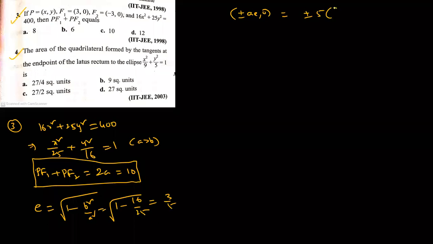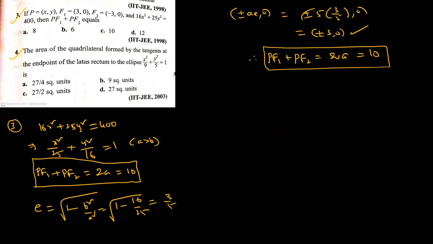So what is the eccentricity, anyone? Root over 1 minus b square by a square. How much? 16 by 25. That is 3 by 5. Therefore, plus or minus a comma 0 because a is greater than b. So a is how much, dear student? 5. Okay, it is correct. So therefore, PF1 plus PF2 is how much? What is the formula? 2a. So the answer is 10.